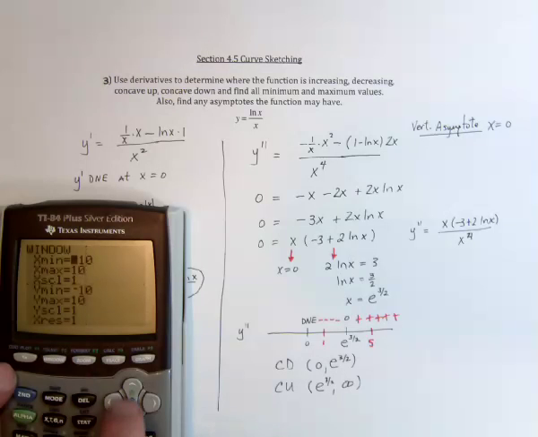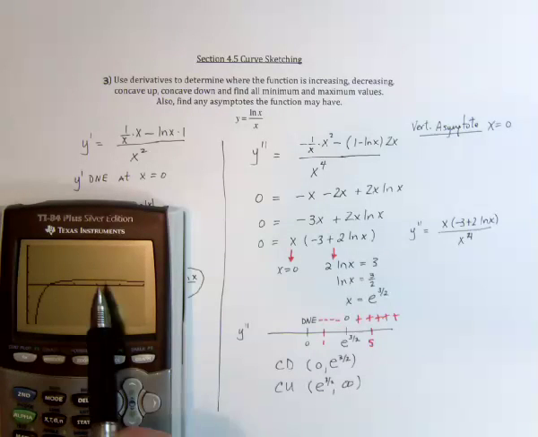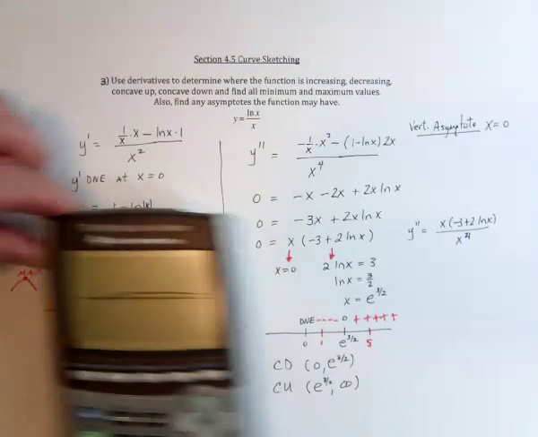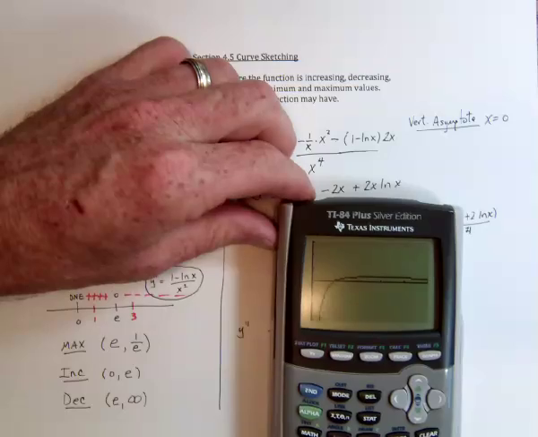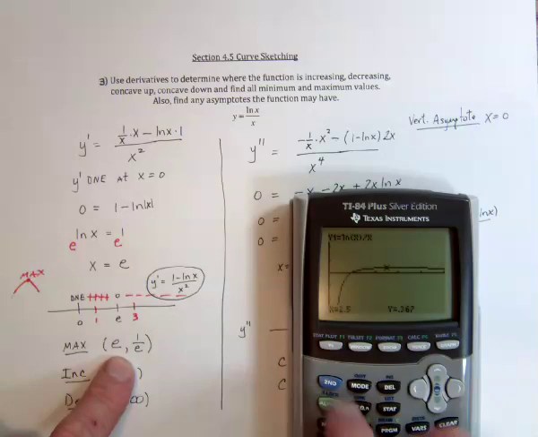So I need to zoom in a little bit. Let's see, I don't need any negatives. Going up to 5 should probably do it. And from, let's say, negative 3 to positive 3. How's that look? Pretty good. So it looks like the maximum is right around in here. What did we find? We found the maximum is supposed to be at e.